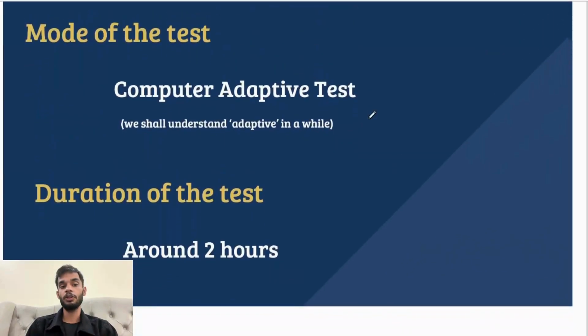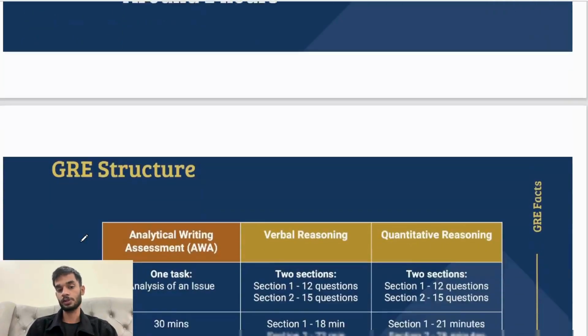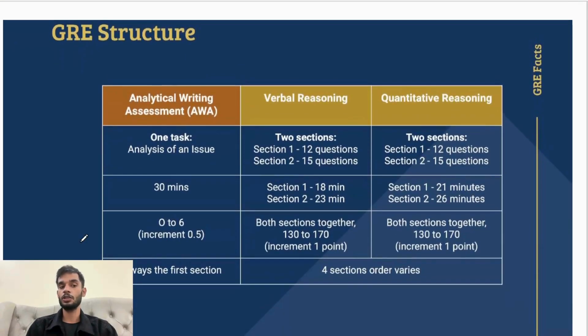Next, what are the tests? One of the tests will be a computer adaptive test. This will be a computer-based test, and it is adaptive in nature. Now, what does adaptive mean? We shall understand soon. The duration of the test is around 2 hours, exactly I would say 180 minutes, approximately 2 hours. So what is the structure of GRE? And that is the important one.